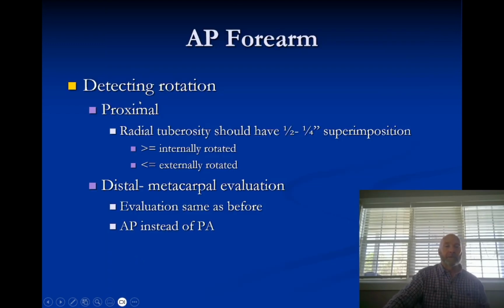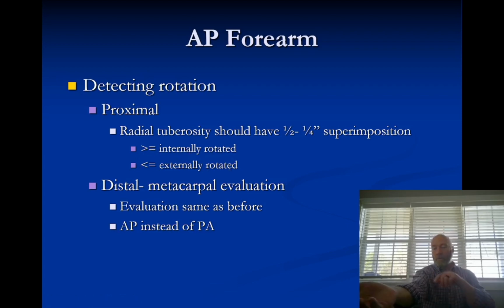So our rotation, we're going to detect our rotation by assessing the radial tuberosity and how much superimposition it has over the proximal end of the ulna. So what we want to see is half an inch to a quarter inch superimposition. So if we have greater than that, then it's going to be internally rotated. Less than that, it's going to be externally rotated.